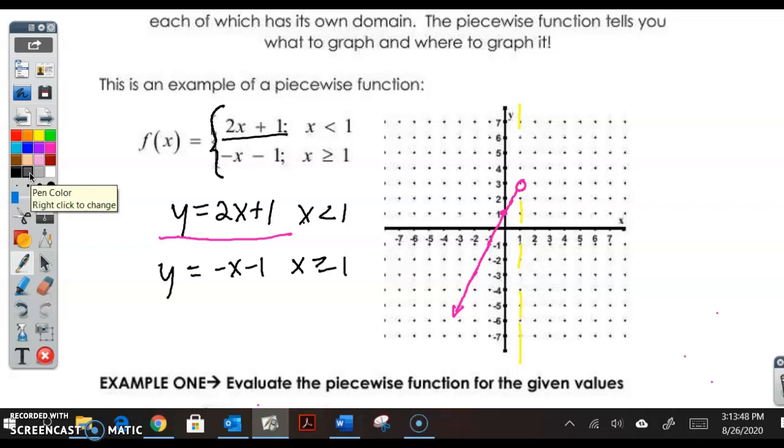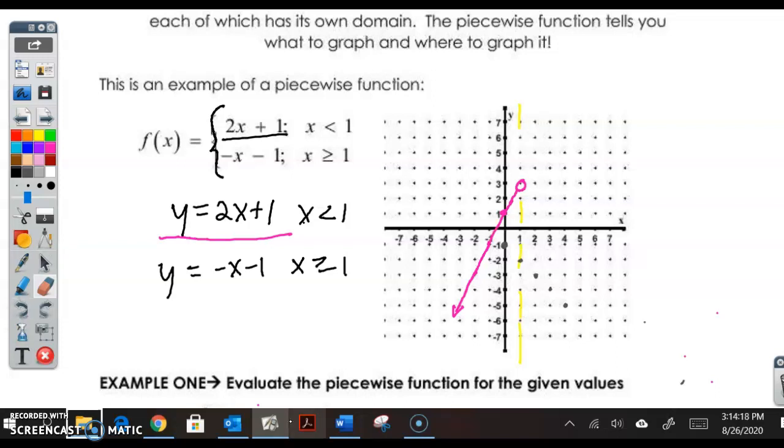Now we're going to graph the line y equals negative x minus 1. So our y-intercept is at negative 1, and our slope is negative 1. So it's down 1 over 1, down 1 over 1, down 1 over 1. There gives us the general points. Now we only need this line to be graphed where the x values are greater than or equal to 1. So I do not need this point, and I just erased part of my line again.